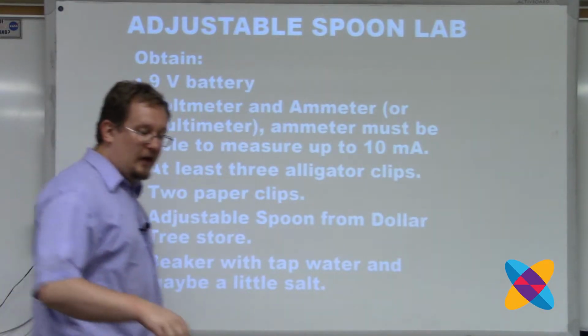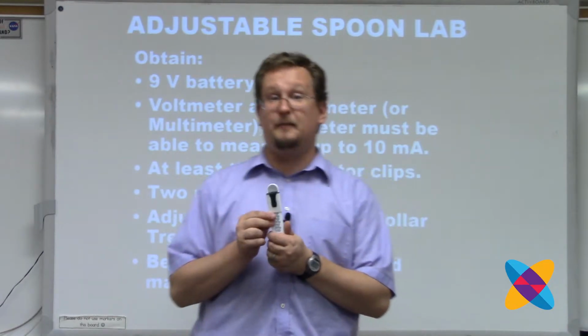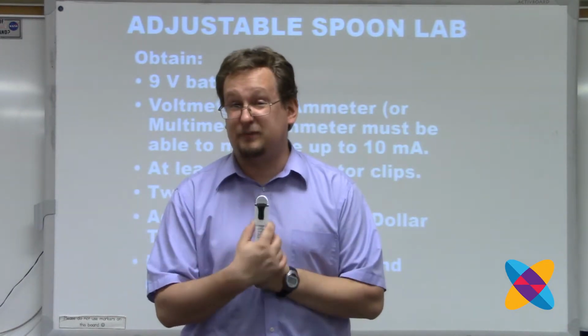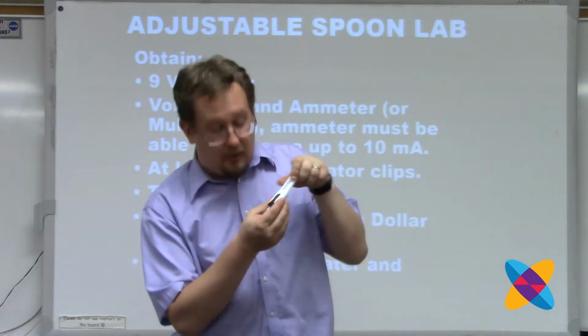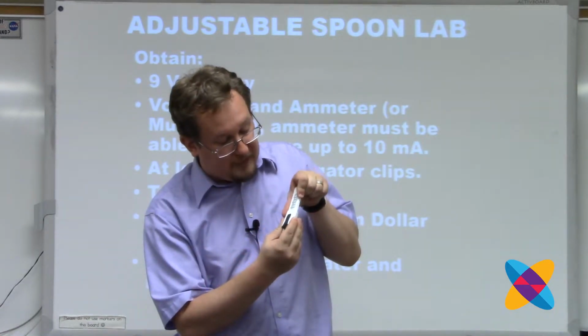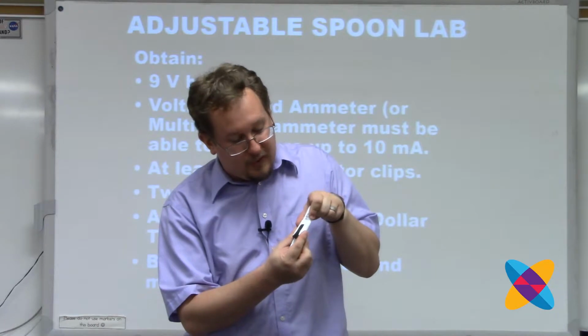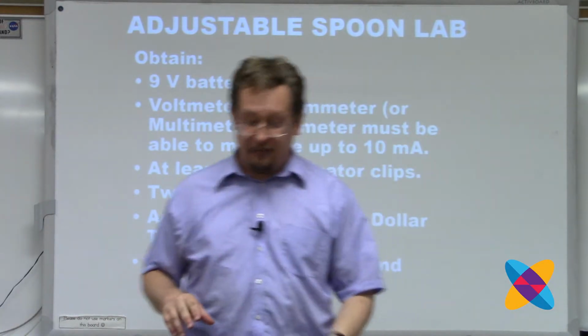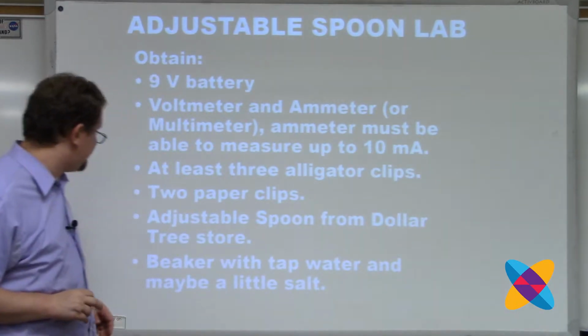Adjustable spoon from the Dollar Tree. It looks like this. You're going to see it in a moment when we cut to the table up here. This is the adjustable spoon from Dollar Tree. It's adjustable because you can make it be 1 teaspoon, half, 1 1/2, 2, 2 1/2, 3, 3 1/2, or 4 teaspoons, and fill it with some kind of liquid or powder. That's an adjustable teaspoon from the Dollar Tree.